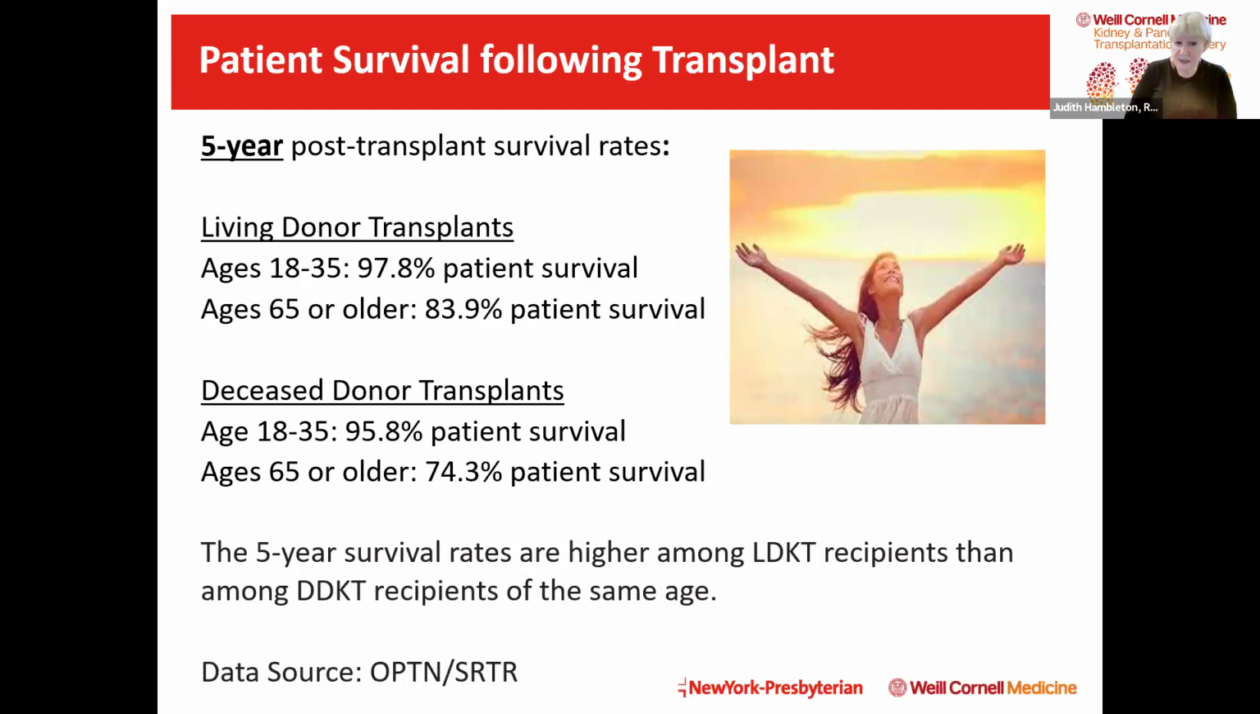Now let's move over to the deceased donor transplants. Looking at recipients between the ages of 18 and 35, there are very high patient survival rates at 5 years. You're talking 95, close to 96%. So not a big difference between the living and deceased in patient survival, not for the younger generation. When you look at the older cohort of patients, 65 or older, that number does drop to 74%. So there you're looking at almost a 10% drop in the same age group.